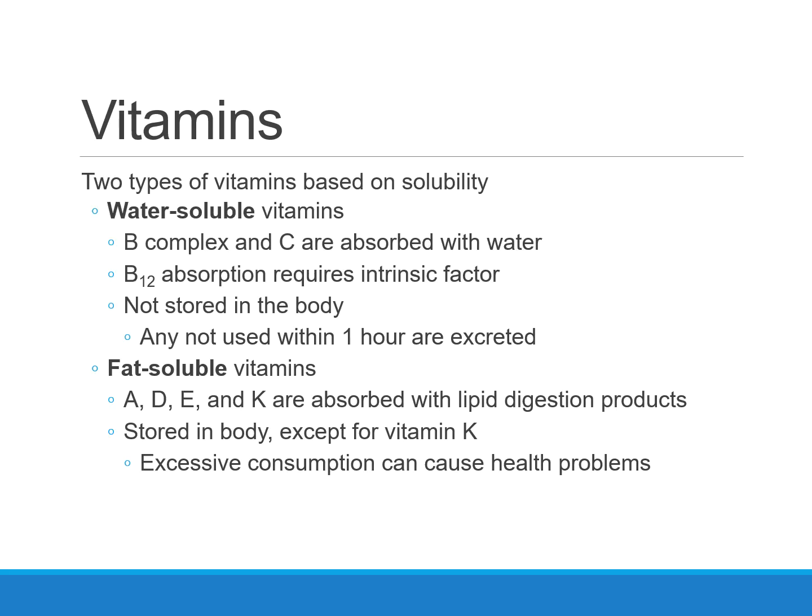So there are two types of vitamins based on their solubility. The water-soluble vitamins, these are the B complex and the C's. They are absorbed along with water. B12 absorption requires intrinsic factor from the body of the stomach. These are not stored in the body. So anything that's not used within an hour is excreted in the urine. So taking excesses of these particular vitamins isn't necessarily harmful. You're just making really expensive pee when you do that.